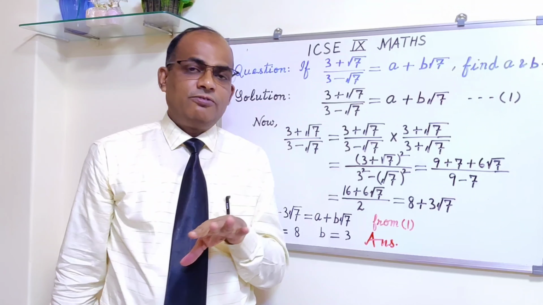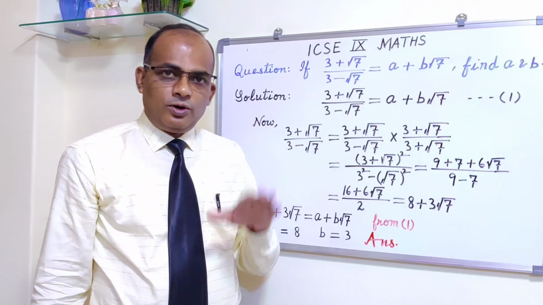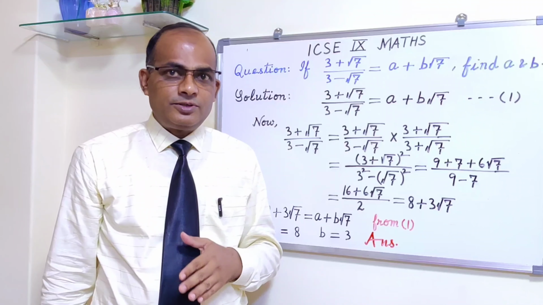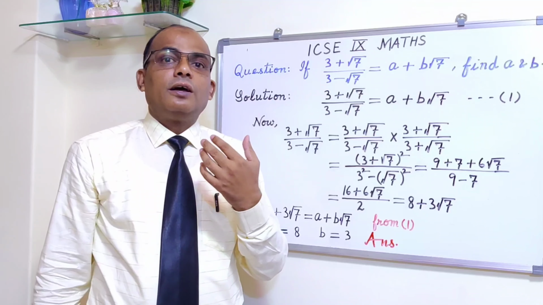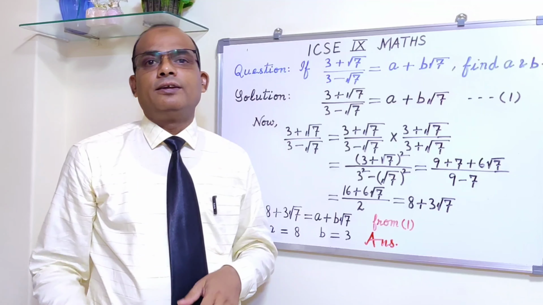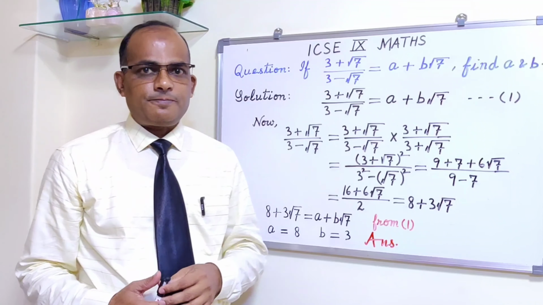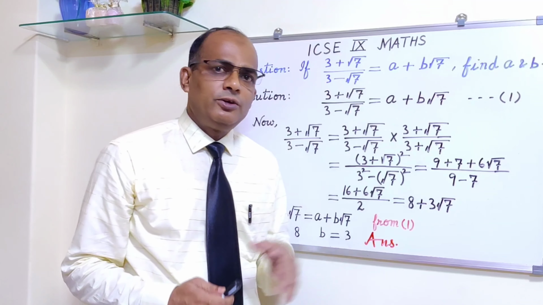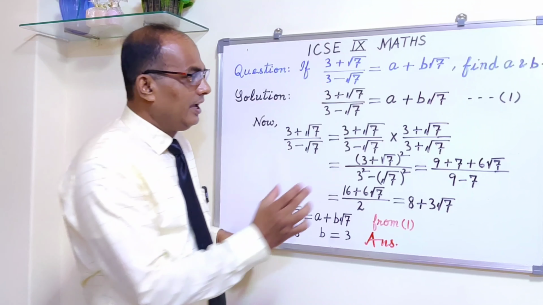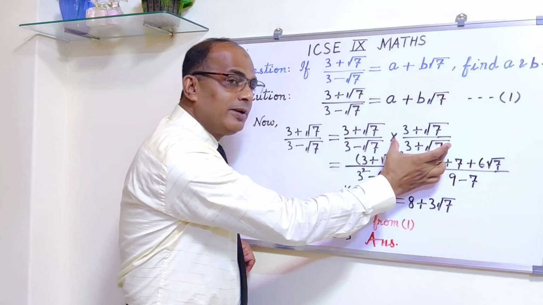Now for rationalizing factor, and for natural numbers, whole numbers, integers, rational numbers, definition, irrational numbers, real numbers, etc., you can watch my video part 1. But here also once again I am telling you what is rationalizing factor. The rationalizing factor of 3 minus root 7 is 3 plus root 7.